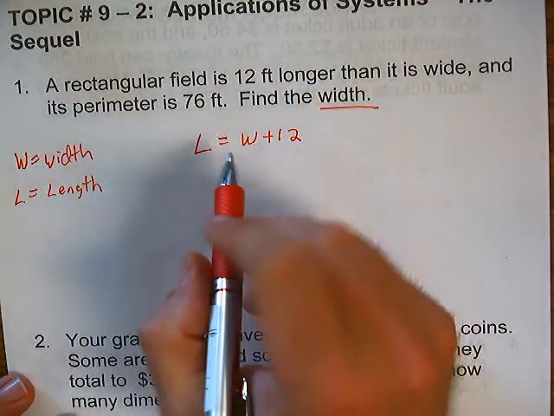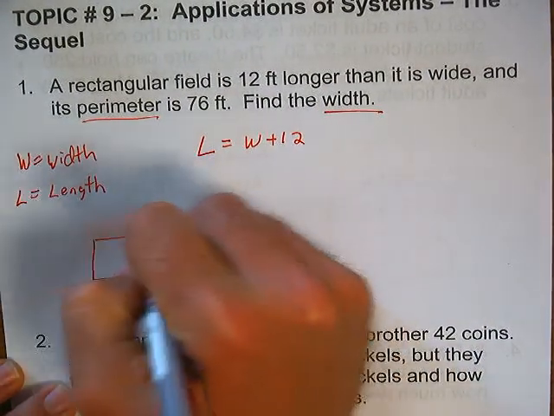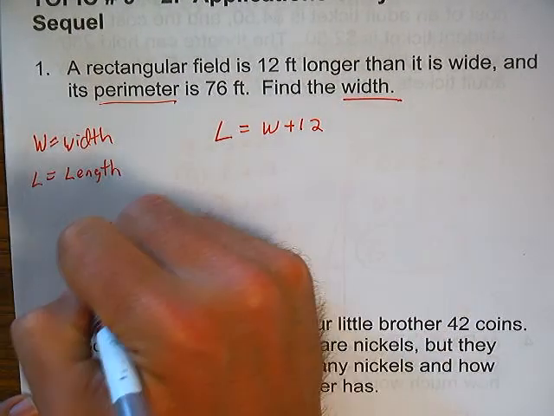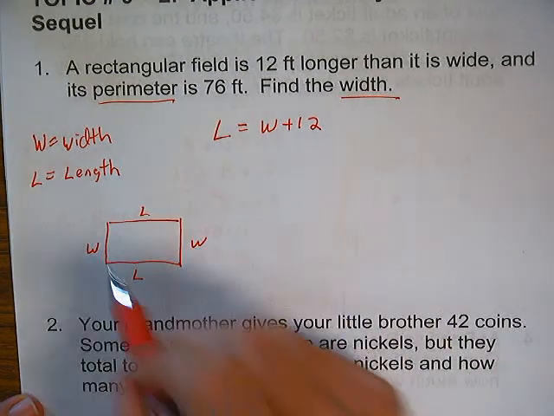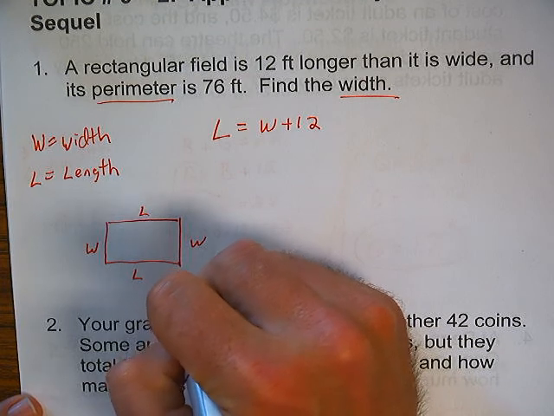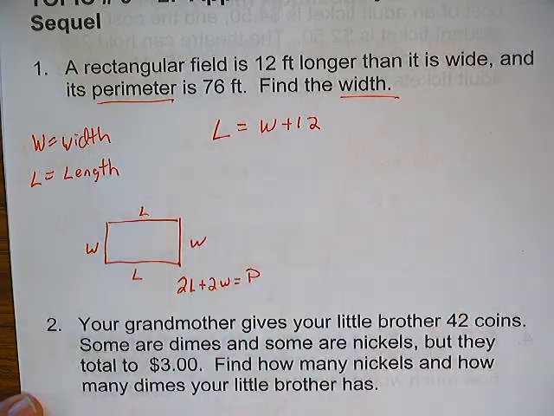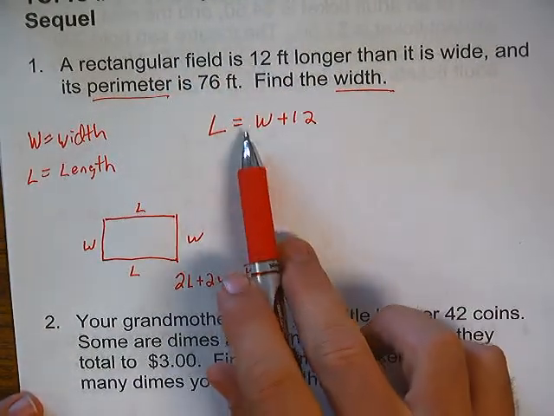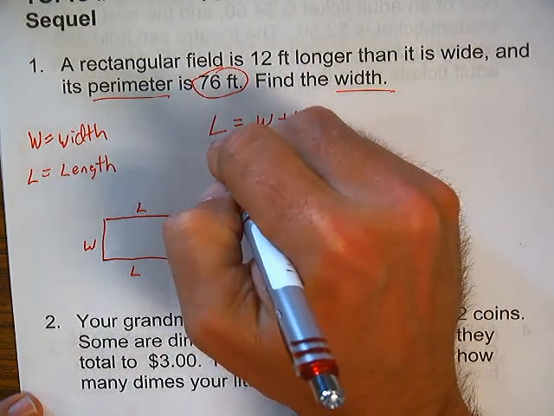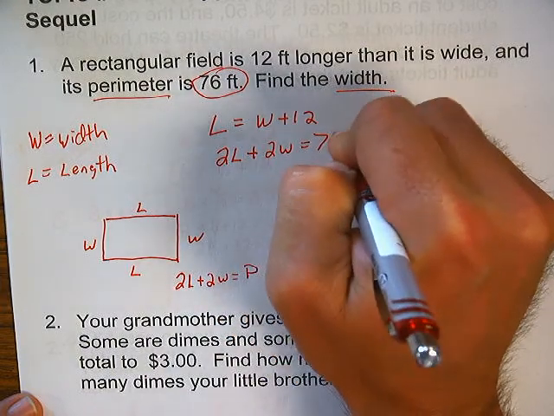Okay, now, anytime you see perimeter, I'm just going to draw a picture real quick. Perimeter. Add up around the outside. So L plus W plus L plus W, or 2L plus 2W is going to give me my perimeter. Now, they tell us the perimeter is 76 feet. So 2L plus 2W equals 76.